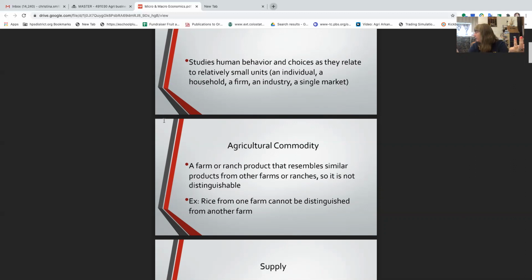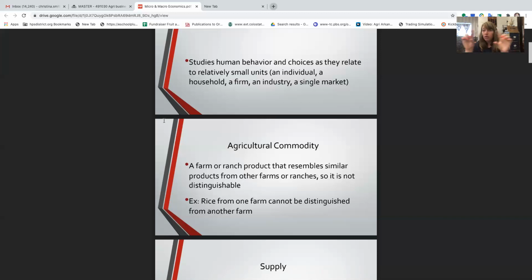Okay, do you know where the rice that goes in those Rice Krispie treats comes from? No, right? You don't know which farmer grew that. So that makes the rice that goes into that a commodity. But are Rice Krispie treats a commodity? No, right? Because you can definitely tell who made the Rice Krispie treat.